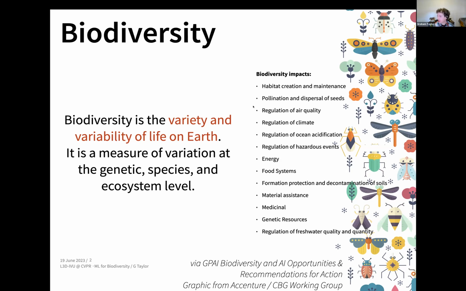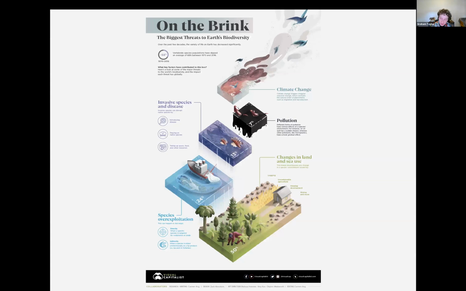So I have a list of different impacts that biodiversity has. And I won't read through them all, but you can just see how much of a role it plays. It affects our life and the life of the planet in many ways. But despite its importance, Earth's biodiversity has decreased significantly over the last few decades. And in fact, between 1970 and 2016, the population of vertebrate species fell 68% on average worldwide.